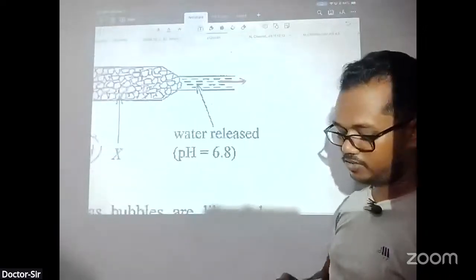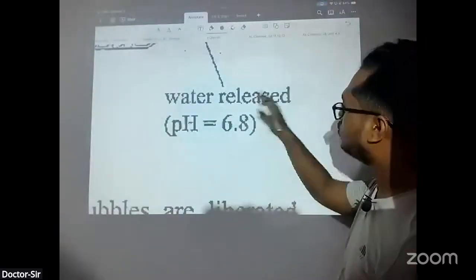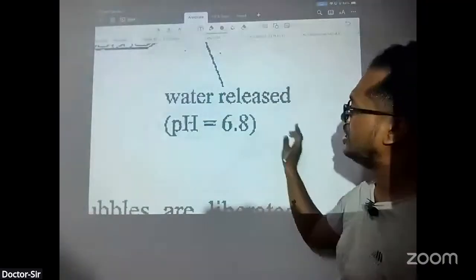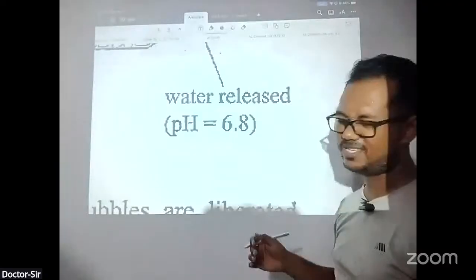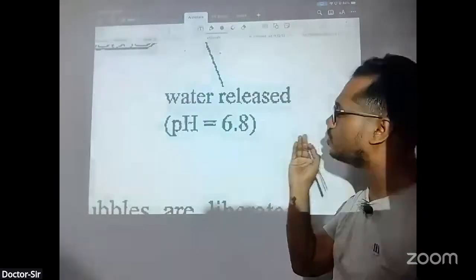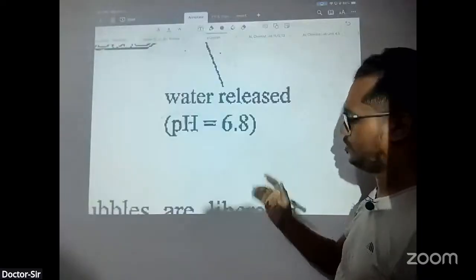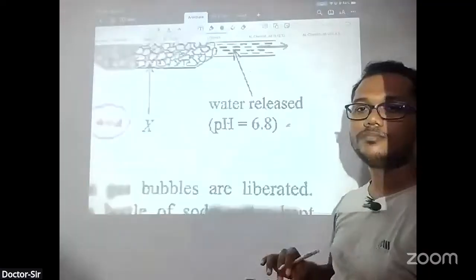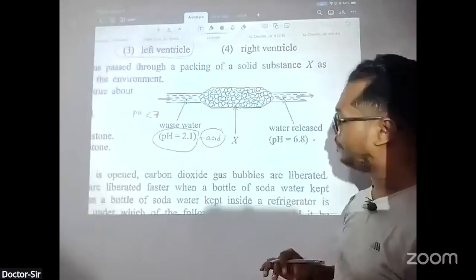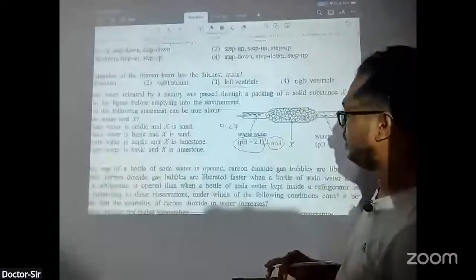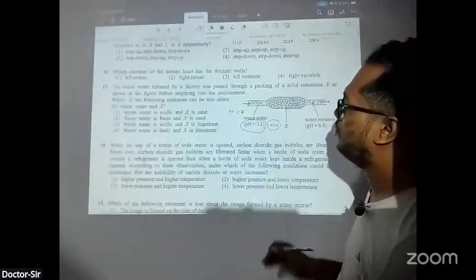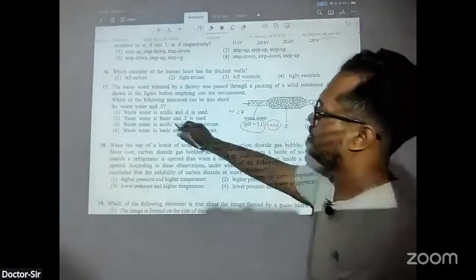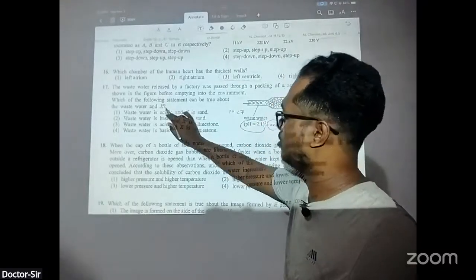Now think about this water. Output water. It is also acidic, but it is somehow equal to the neutral pH, because neutral pH is 7, but it is somehow now equal to this pH value, right? Neutral pH value, right? Now we can find out what the correct answer is. Wastewater is acidic. Yes, correct.